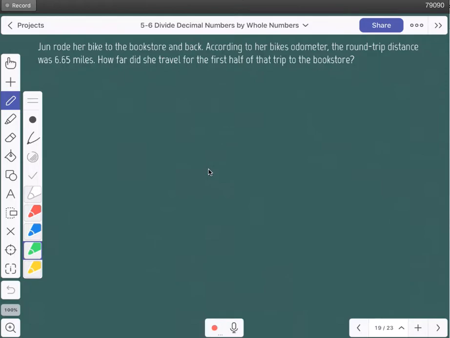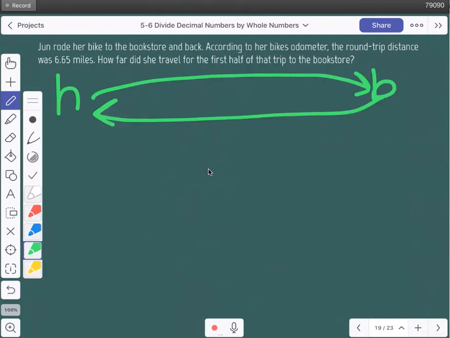Let's look at this one. June rode her bike to the bookstore and back. According to the bike's odometer, the round trip distance, and now round trip means, she was at home and she went to the bookstore. So she went to the bookstore and then back home. And that was a distance of 6.65 miles. So the whole thing was 6.65 miles. How long did she travel for just that first half? So I'm going to divide, because I had 2 parts. I want to know what was just in that first part.